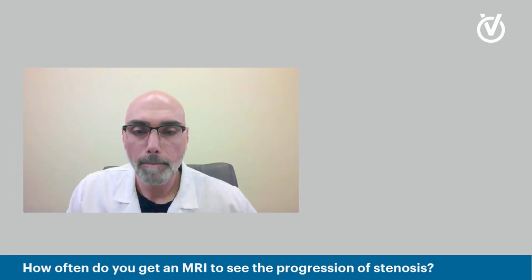How often do you get an MRI to see the progression of stenosis? Is this something that you need to repeat on an annual basis? We usually say about every 2 years, unless we plan on having some type of surgery or a more aggressive procedure, then most surgeons will require an MRI that's less than a year old. Or if you start developing new symptoms out of the ordinary, then we may recommend repeating an MRI.